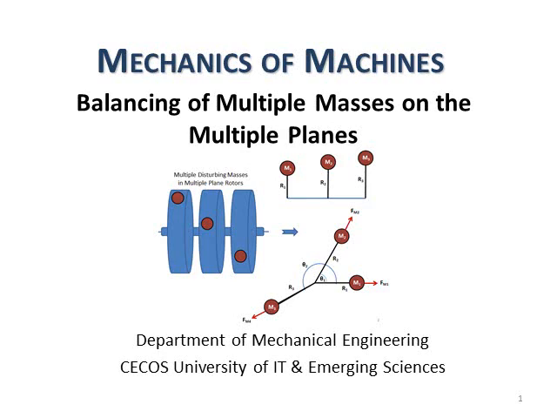In this lecture, we are dealing with a very realistic type of situation where there are multiple masses on multiple planes. Previously, we started with a single mass on a single plane, then multiple masses on a single plane. Now, a very realistic situation is that the masses will be distributed on a number of planes. So this lecture is all about multiple masses on multiple planes and how to balance these unbalanced masses.